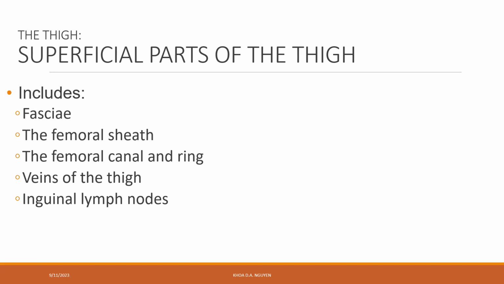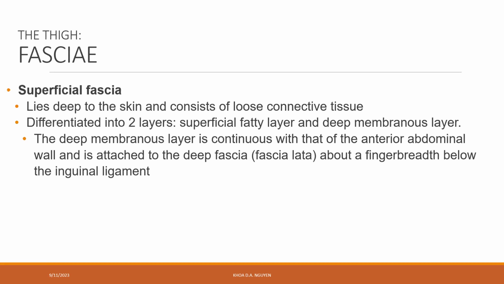Okay, so now let's go to the superficial parts of the thigh, and we will learn about the fascia, the femoral sheath, the femoral canal and the ring, as well as the veins and the inguinal lymph nodes. For the fascia, you have several types of fascia in the thigh. The first one is the superficial fascia. This superficial fascia lies deep to the skin and consists of loose connective tissue.